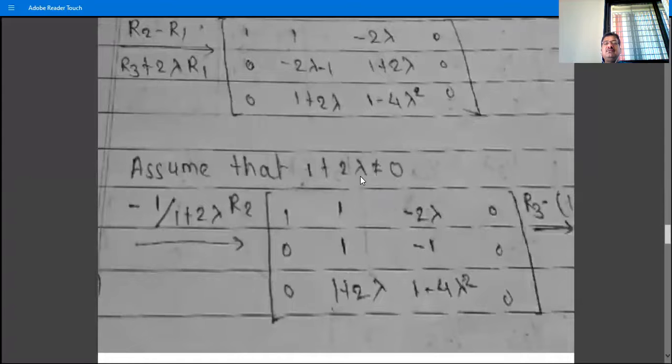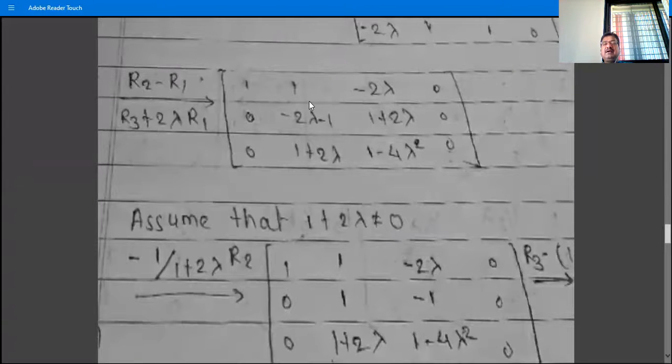Then we have to reduce this matrix again to echelon form. For that, we have to reduce this element to 1. We can do this if it is not equal to 0, that is, minus 2 lambda minus 1 is not equal to 0, which means 2 lambda plus 1 is not equal to 0. So we assume that 1 plus 2 lambda is not equal to 0. Then we apply minus 1 by 1 plus 2 lambda.